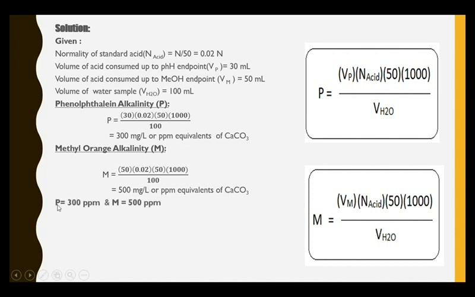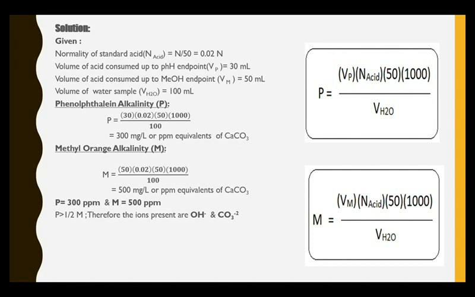So now P is equal to 300 ppm. It means the phenolphthalein alkalinity is 300 ppm and the methyl orange alkalinity is equal to 500 ppm. Now apply the conditions. Whether P is equal to 0, no. P is equal to M, no. P equal to half M, no. When P is greater than half M, just check the condition. M is equal to 500, so half M is equal to 250. So the condition is P greater than half M. When P is greater than half M, what are the ions present? OH⁻ and CO₃²⁻.